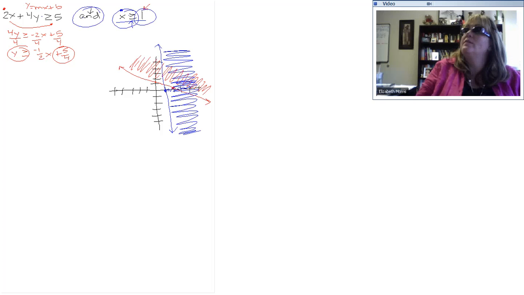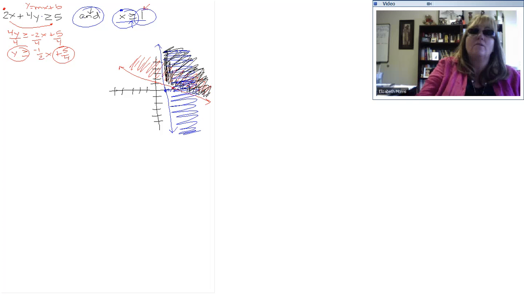Now, the question is, where is there red and blue? Where is there red and blue? There's red and blue in that line all there. So that is your answer. Believe it or not, that shaded part that's all black is your answer, because that's where there's red and blue. Okay?